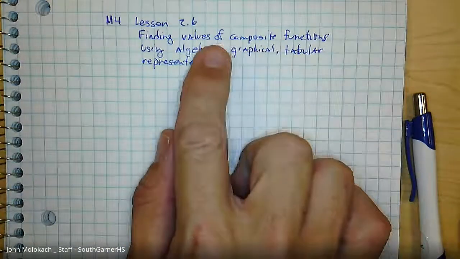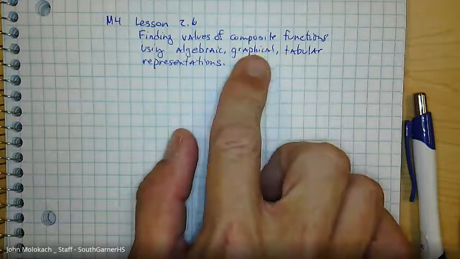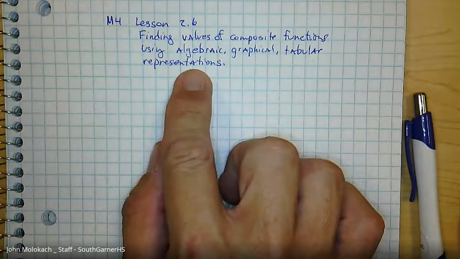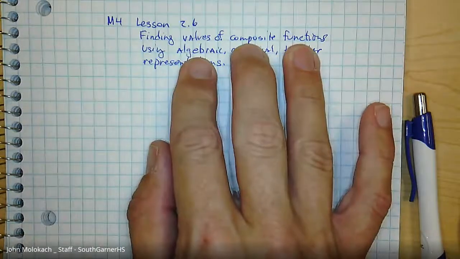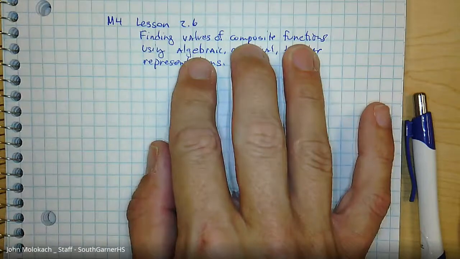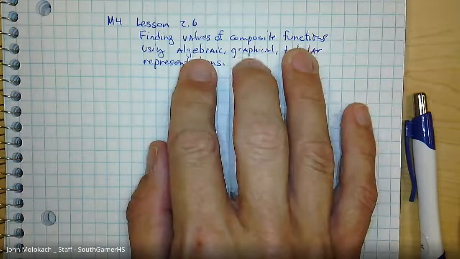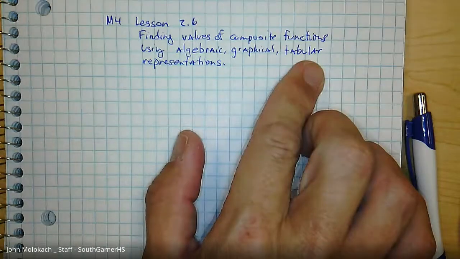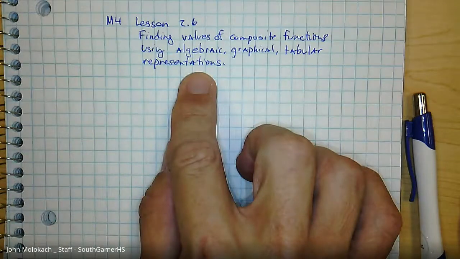And we're going to be finding values of these things that we call composite functions using algebraic, graphical, and tabular representations. So in the last video, we were just looking at the algebraic part of the functions, doing basically manipulation of numbers and symbols, algebraic methods, right? So today we're going to be looking at graphs and tables, ways of looking at functions as well.